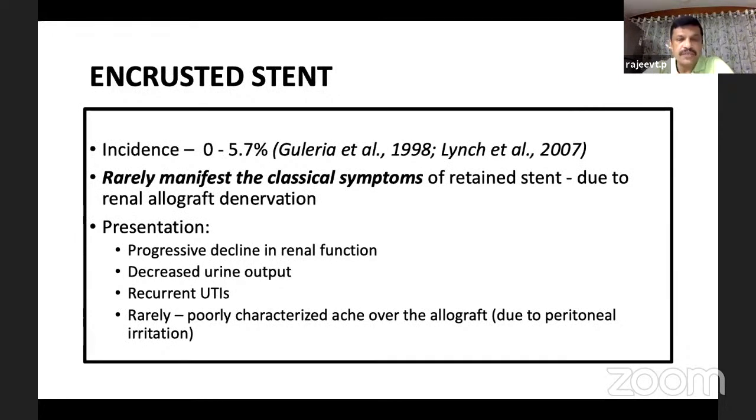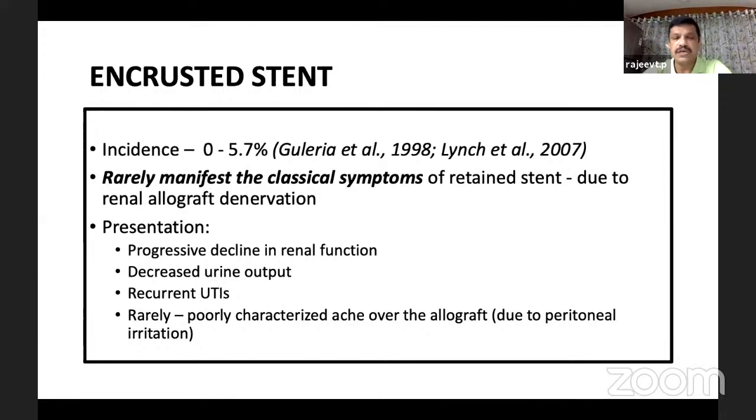Now, coming to encrusted stent, it has been found that the incidence is to the tune of 0 to 5.7%. Rarely do encrusted stents manifest the classical symptoms of retained stent. This is basically because of renal allograft denervation. So the classical symptoms may not be present in these patients. Non-compliant patients may forget it, and ultimately, at a very late stage, they can come with an encrusted stent.